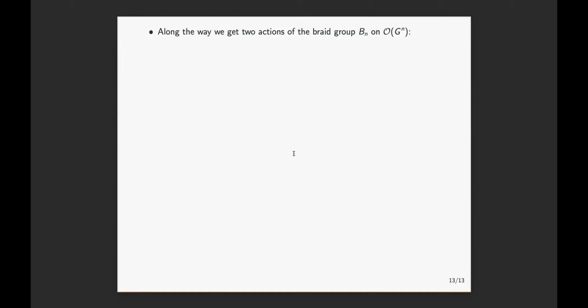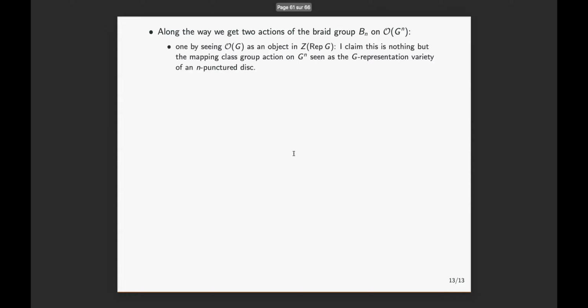So in this story, along the way, we get two actions of the braid group on the algebra of functions on G in the end. The first one is that we can think of this as an object in the Drinfeld center of Rep G. Because the quantization was trivial in that case, the monoidal category we get is just Rep G from the Tannakian formalism. So we can take the Drinfeld center, and we get an action of the braid group on that. You can check, it's really easy to see, that this is the same as the action that comes from taking the braid group as the mapping class group of the punctured disk with n punctures, and G to the n as a representation variety of that.